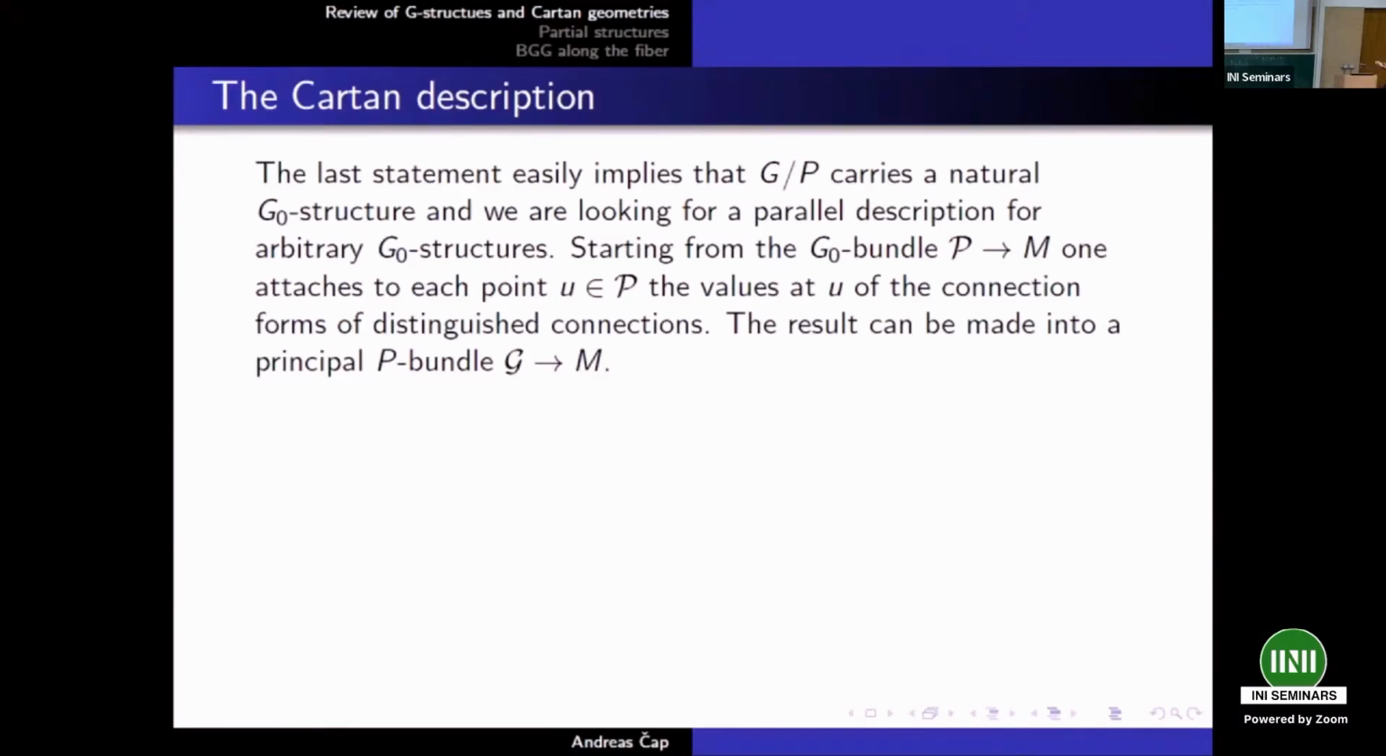And now what the Cartan description tries to do: G to G mod P is a principal P bundle. This carries a nice object, namely the left Maurer-Cartan form, and you are aiming for a parallel description for arbitrary G_0 structures. And so what you can do is the following. If you start with your G_0 structure, it comes with a principal G_0 bundle. Then you have the compatible connections that can be described in terms of connection forms. So you can attach to each point u in the bundle the values at u of the connection forms of distinguished connections. Okay? And it turns out that this is a finite dimensional space, which is isomorphic to g_1. And then you just play a bit with algebra and you find out that you can nicely make the result into a principal P bundle.